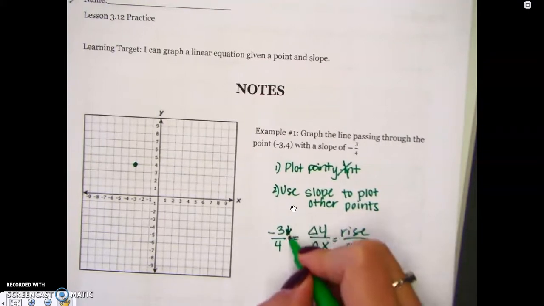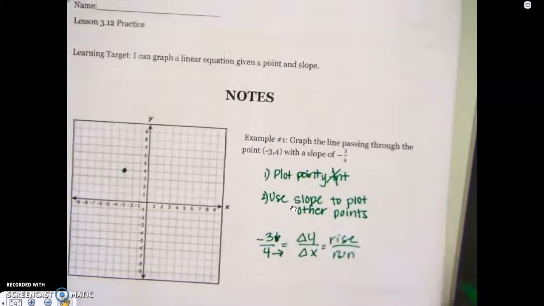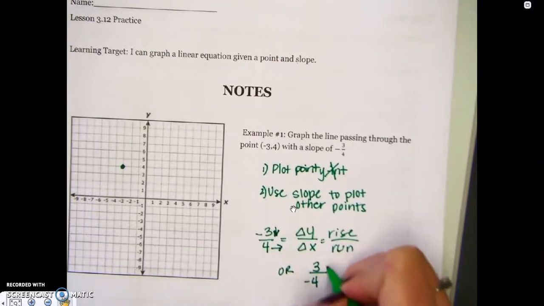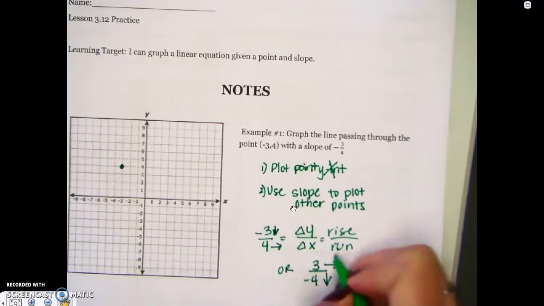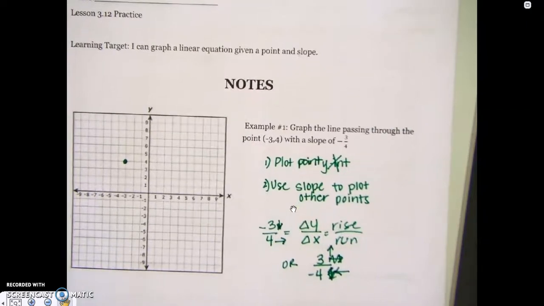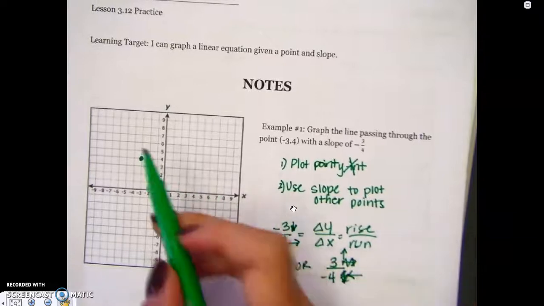So you're going to go down if the 3 is negative, and that means you'll go right because your 4 is positive. Or if you read it the other way, where the 4 is negative, you're going to go up 3 and left 4. Okay, so you'll be rising and running, but slightly differently. So you're going to plot this first.